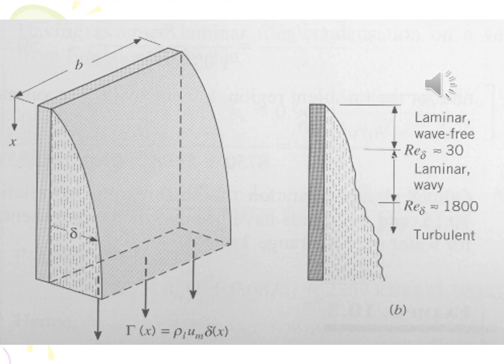3 flow regions have been identified for condensation. The first is laminar, wave-free flow, for Reynolds numbers less than 30. The second region is laminar, wavy flow, for Reynolds numbers between 30 and 1800. If the Reynolds number is greater than 1800, you have turbulent flow. Correlations for each of these regions are given in the next slide.